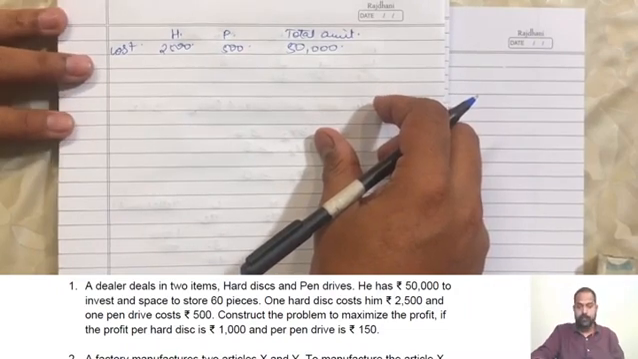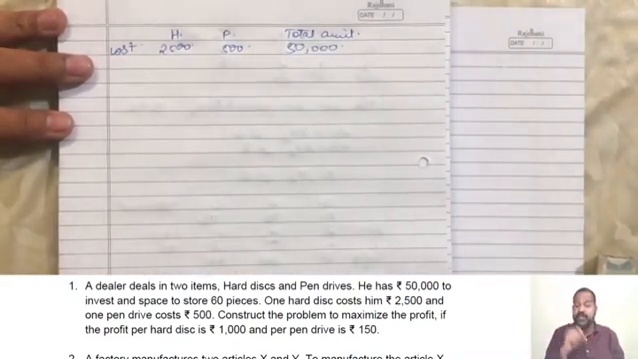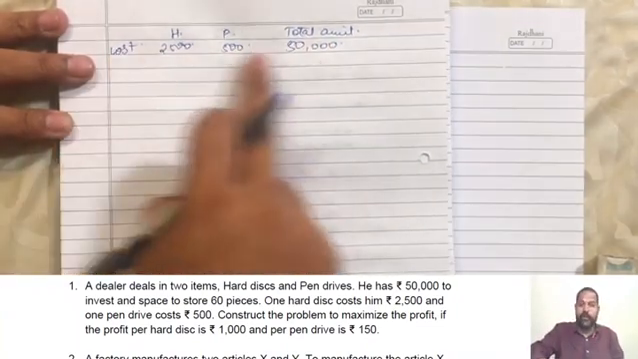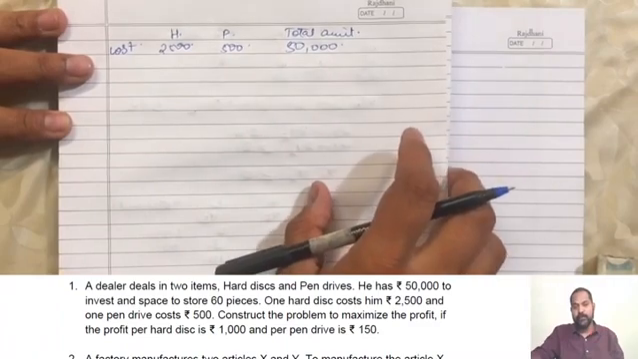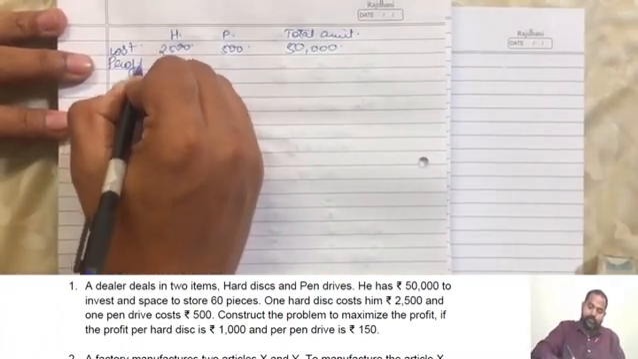Okay. And a space to store 60. Space to store 60 pieces is a limitation on a resource? No, it's a limitation on number of units. That is why I cannot put it into the table. Done then. The last thing is profit.